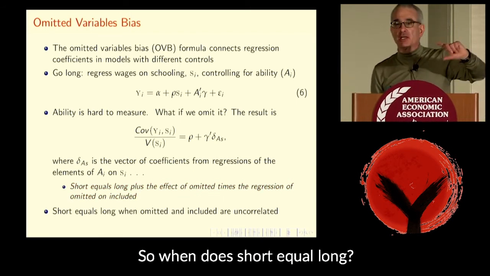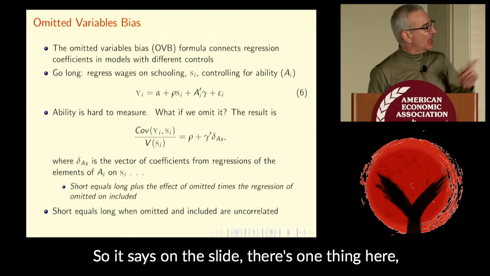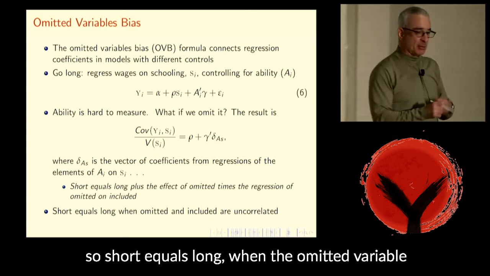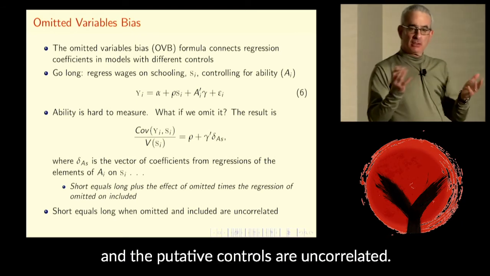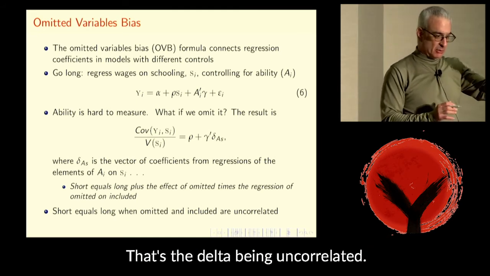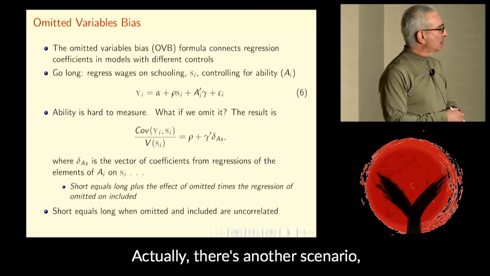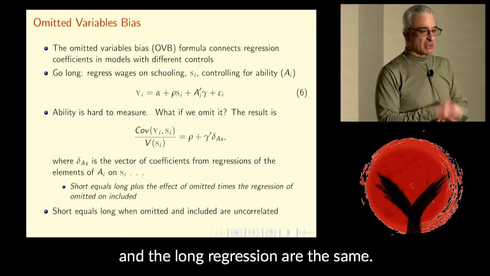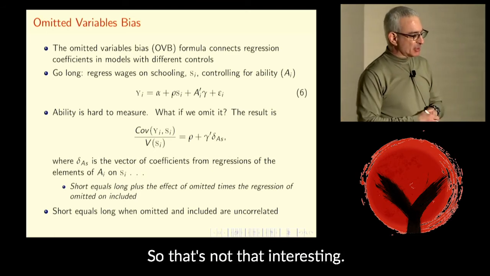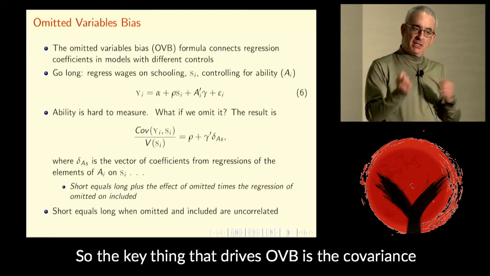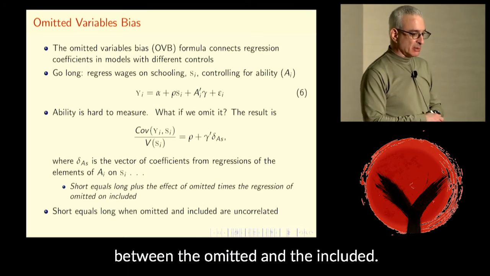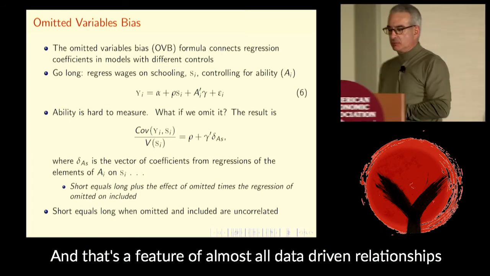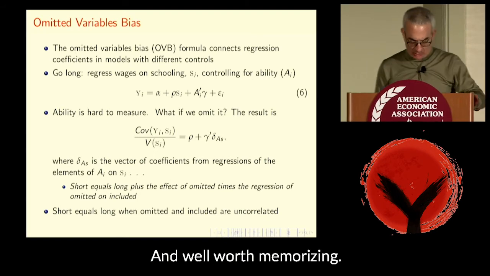So when does short equal long? It says on the slide there's one thing here. Short equals long when the omitted variable and the putative controls are uncorrelated. That's the delta being uncorrelated. Actually, there's another scenario, which is if the gamma turns out to be 0. But that's like saying the short regression and the long regression are the same, so that's not that interesting. So the key thing that drives OVB is the covariance between the omitted and the included. And that's a feature of almost all data-driven relationships in the world, and well worth memorizing.